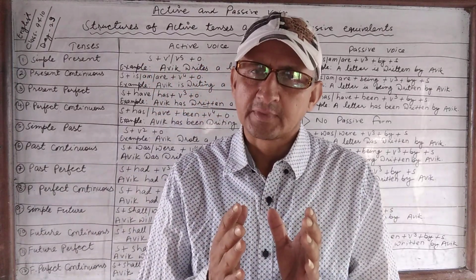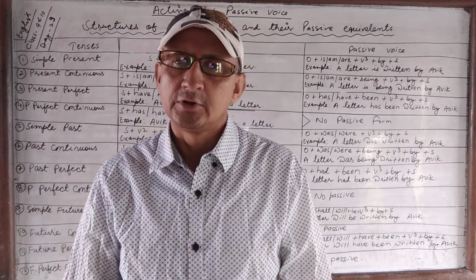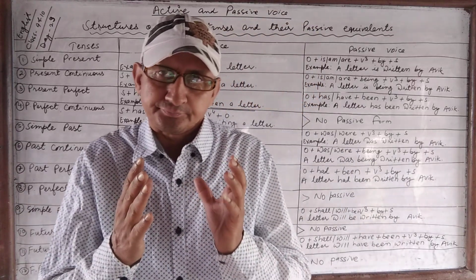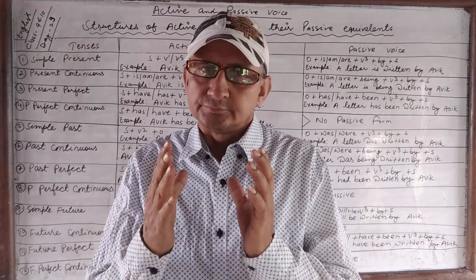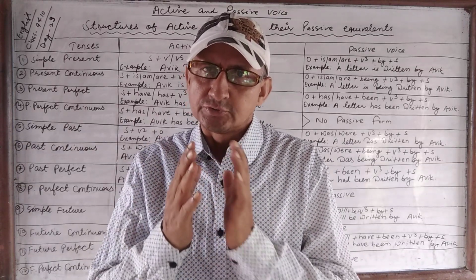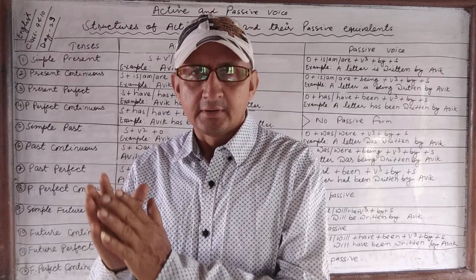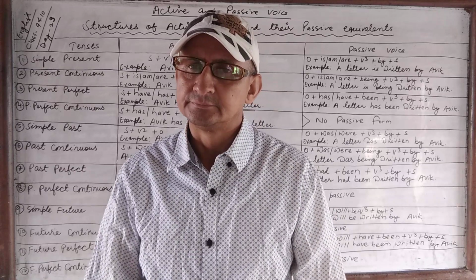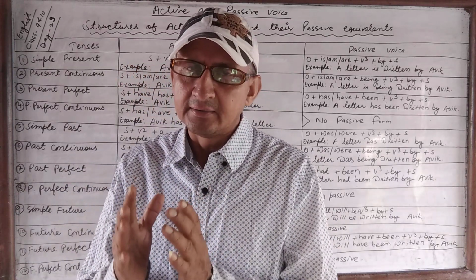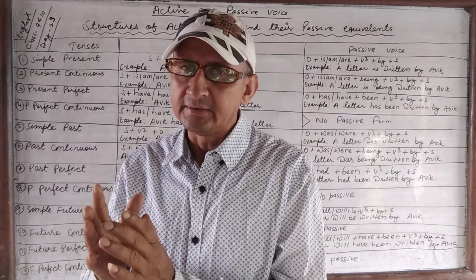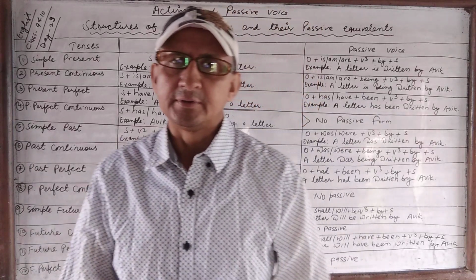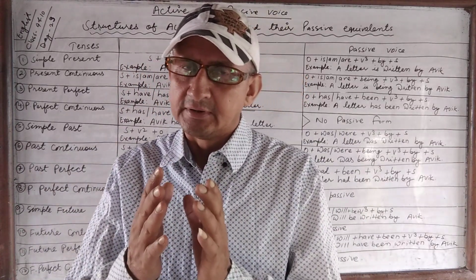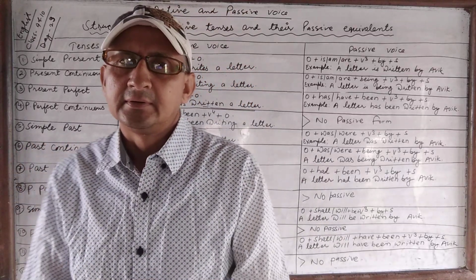Use suitable helping verb with subject. It means you have to use a suitable helping verb, suitable be verb plus past participle form of the verb in the place of main verb. The be verbs are is, am, are, was, were, be, been, being. These are the helping verbs. You have to use them according to the tense of the active voice in passive voice.